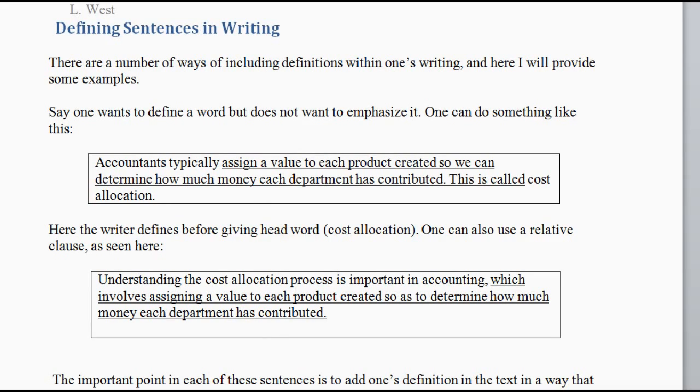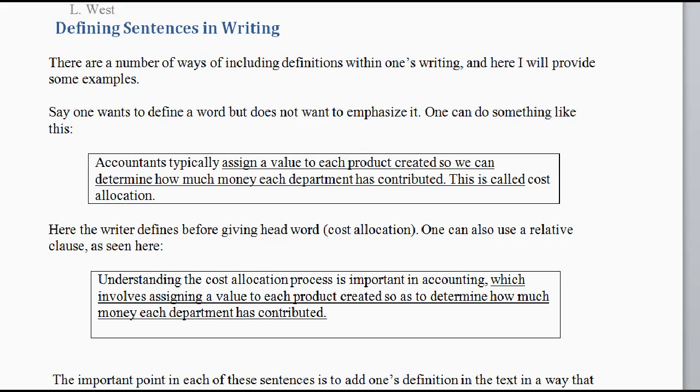Accountants typically assign a value to each product created so we can determine how much money each department has contributed. This is called cost allocation. Here the writer defines before giving a head word with cost allocation. One is emphasizing accountants rather than the allocation process. And the sentence would likely continue to talk about accountants.